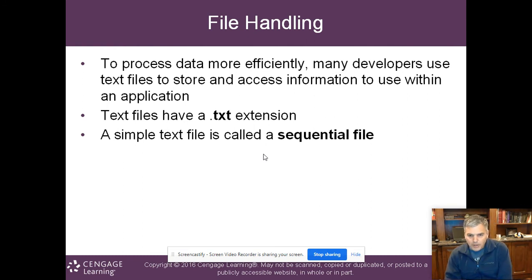So the next thing we're going to be talking about or working through in this chapter is file handling. To process data more efficiently, sometimes developers use text files to store and access information to use within an application. When we think of text files, we think of files that you would create in Notepad. So just a simple file with a .txt extension that has some simple data in it. And sometimes you might want to just store data simply in a text file rather than in a database. Sometimes these are also called sequential files. So you would typically open these with Notepad, and they're just simple files.